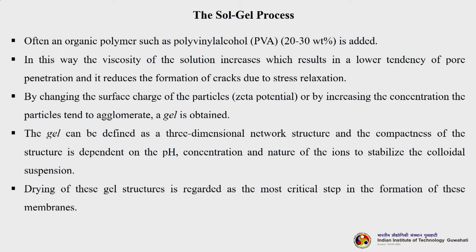Now, by changing the surface charge of the particle, that is the zeta potential, or by increasing the concentration, the particles tend to agglomerate and a gel is obtained. Right. So, we are getting gel by two ways, either polymeric or through the colloidal route. So, gel can be defined as a 3-dimensional network structure, and the compactness of the structure is dependent on the pH, concentration and nature of the ions to stabilize the colloid dispersion.